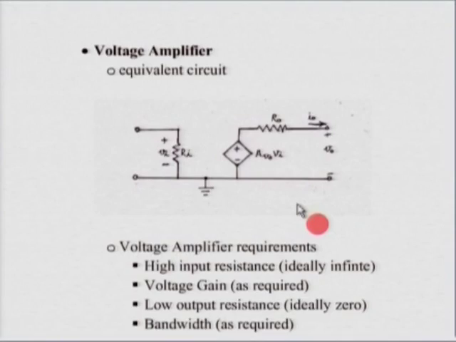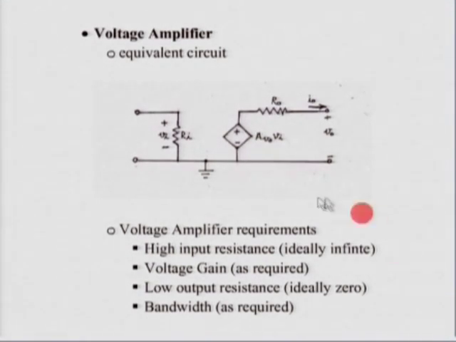Now, most of the time we are talking about a voltage amplifier. Let us see the equivalent circuit of a voltage amplifier. Essentially, a voltage amplifier can be shown by the figure which is shown here. At the input side, you have a resistance Ri, which models the input resistance of the amplifier, and the voltage which is to be amplified, Vi, develops across that particular resistance.